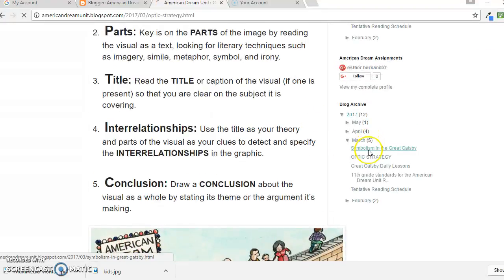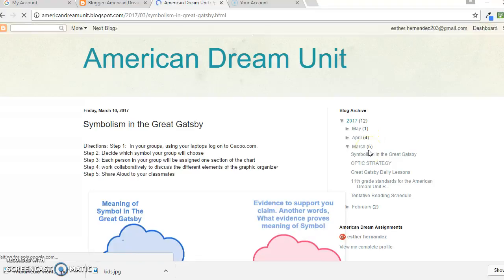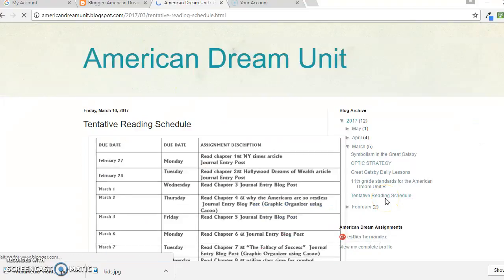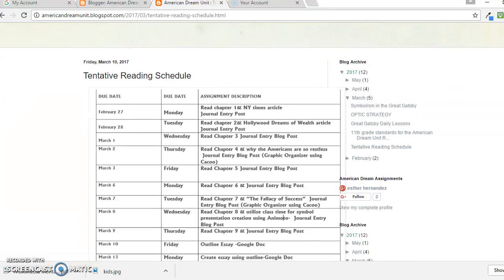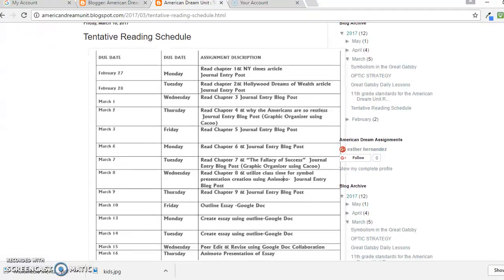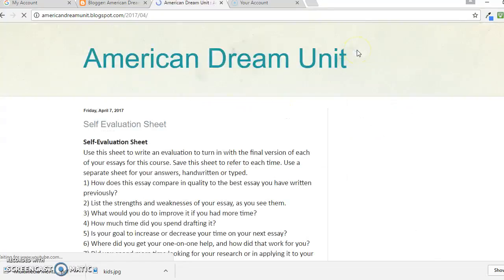Here we have symbolism in the Great Gatsby. So all my teaching is guided through this blog. So students can always follow along with what I'm teaching. They can follow along with the reading schedule so they know exactly what they're doing, and they can refer to every day that their reading is due. They can refer back to their daily lessons because every day a lesson is based on a reading.